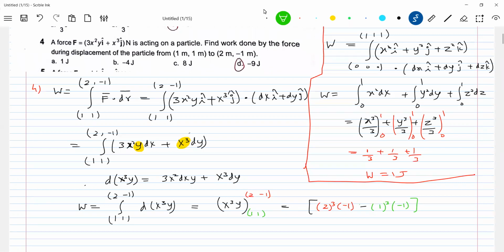There's a method of searching for this. Okay, the derivative and integral will cancel out. So I'll give this one. Derivative and integral both will cancel out.